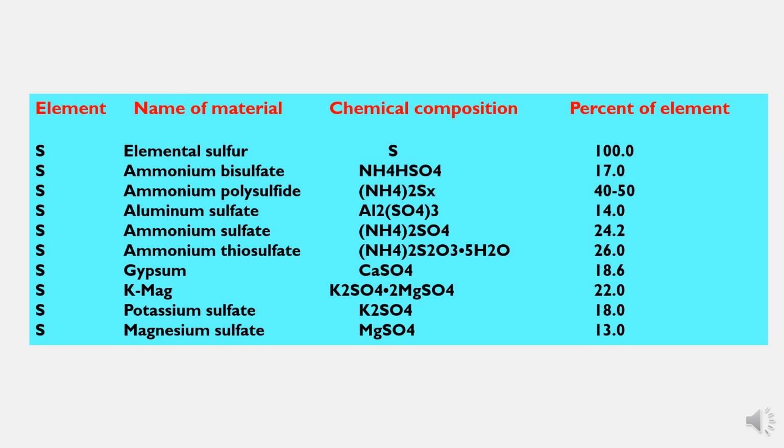Then K-Mag, potassium magnesium sulfate, which contains 22% sulfur, and potassium sulfate having 18% sulfur content, and magnesium sulfate, which contains 13% sulfur. So these are the different fertilizers which are used as a source of sulfur.